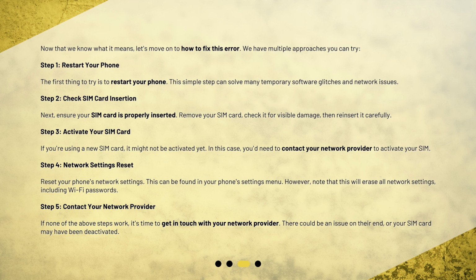Step 4. Network settings. Reset your phone's network settings. This can be found in your phone's settings menu. However, note that this will erase all network settings, including Wi-Fi passwords. Step 5. Contact your network provider. If none of the above steps work, it's time to get in touch with your network provider. There could be an issue on their end, or your SIM card may have been deactivated.